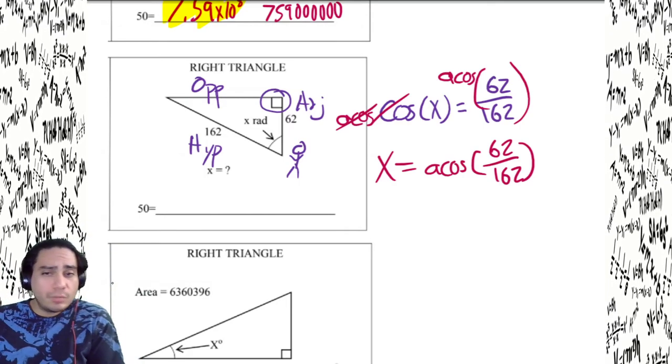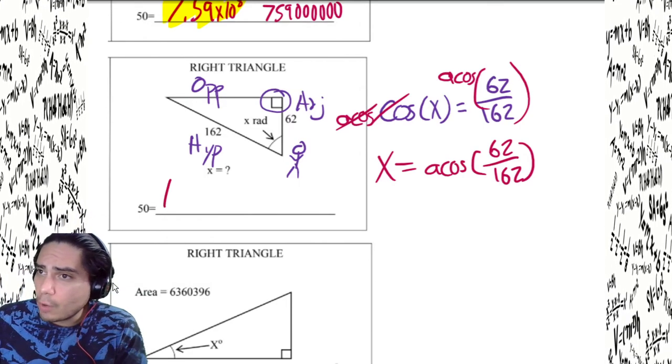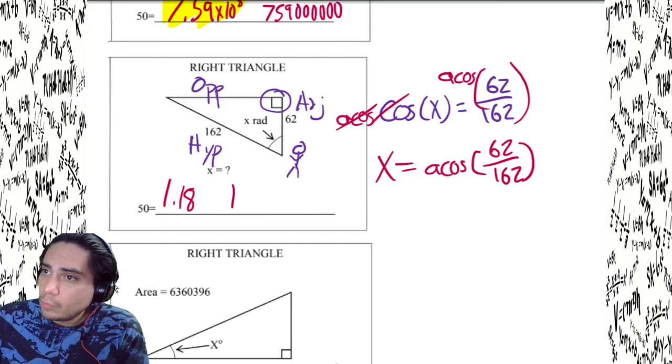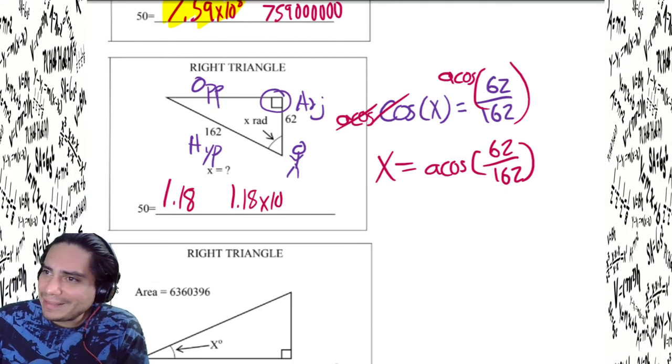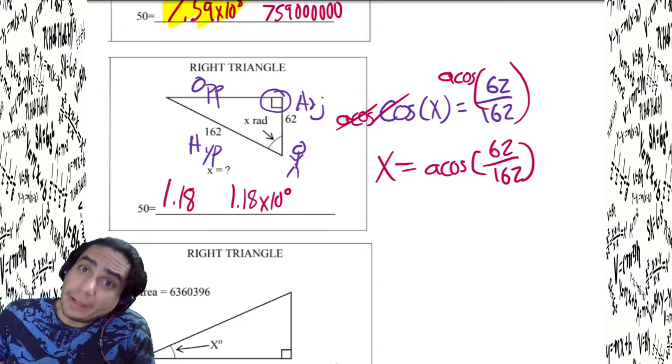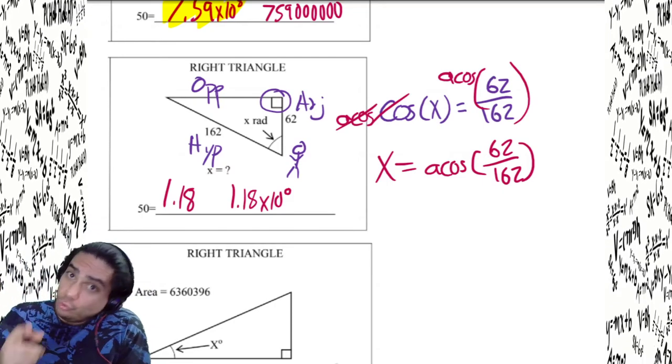And you know, it's a reasonable answer. Hopefully you got a reasonable answer. I got 1.18, or 1.18 times 10 to the zero. Of course, which one's easier to write? 1.18, but you gotta be able to see it.